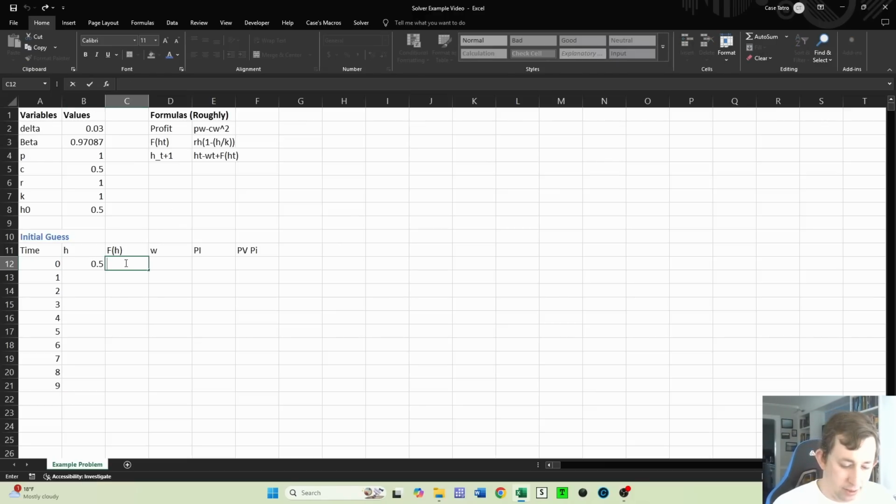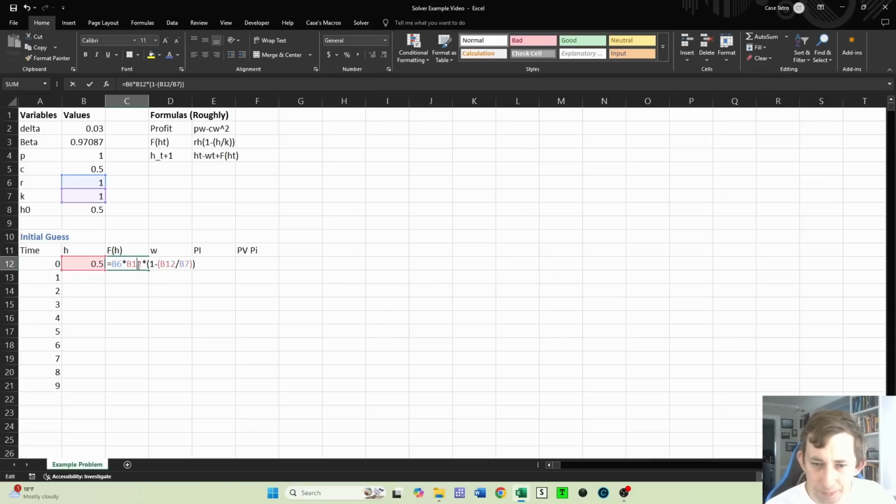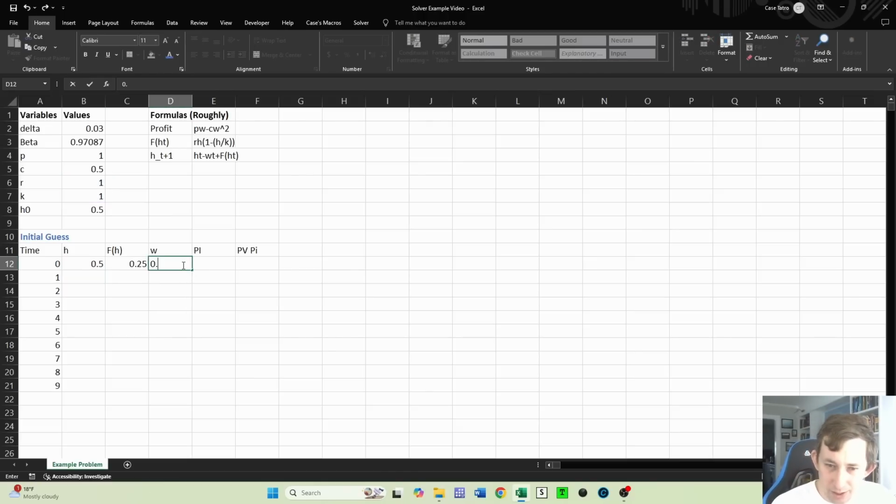Now my F of H is going to be equal to R times H, which is right here. And then I need a multiplication, so times, and then 1 minus, then H over K. It'll do H over K without any parentheses, but I like to have them. So H over K like that, and then it's going to tell me that I need a parenthesis, so I'll put them in. For an initial guess, let's just say we harvest 10% of the herd in every period.